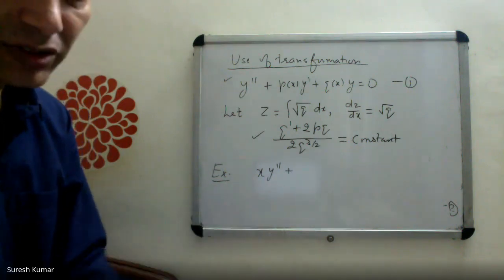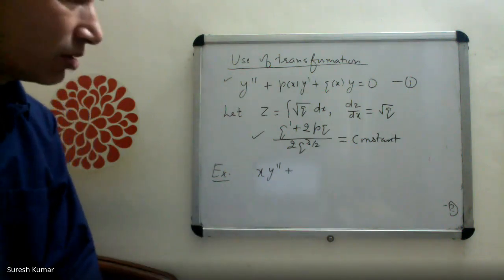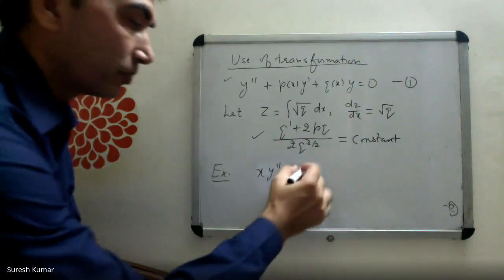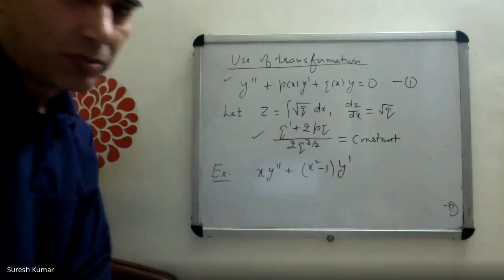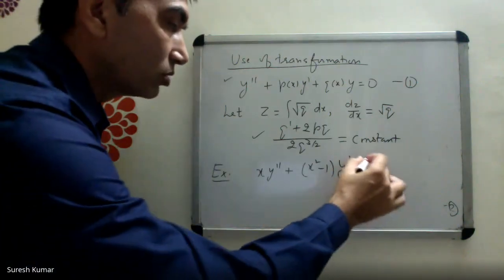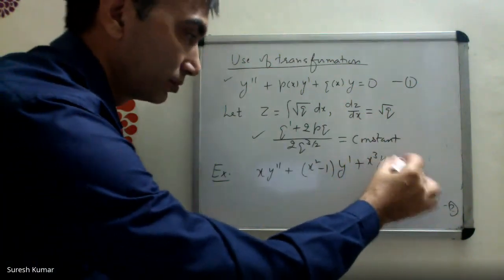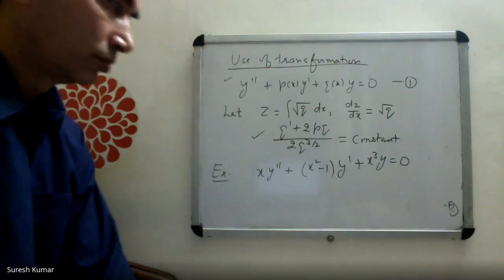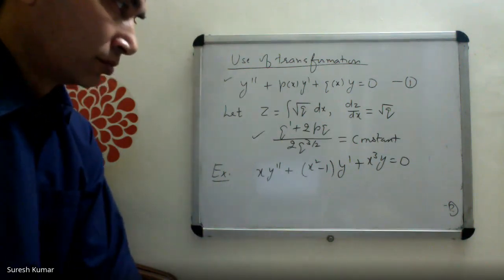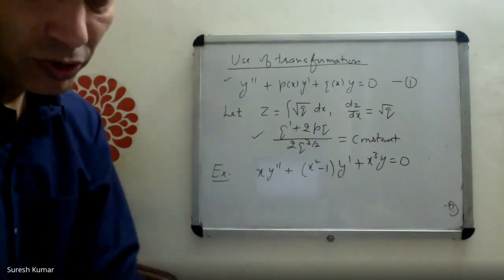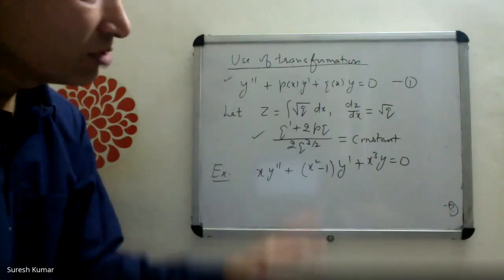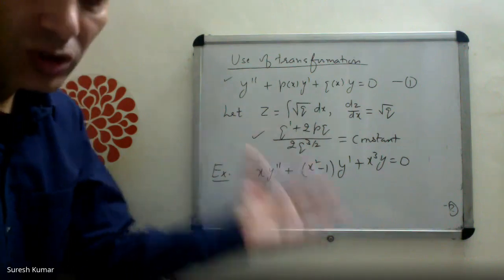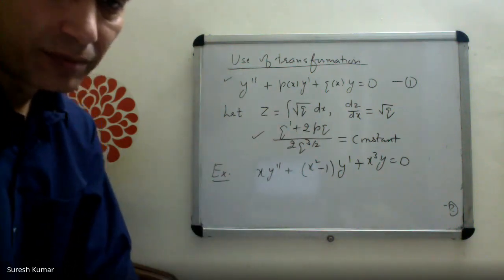So let's see a differential equation: x y double prime plus (x square minus 1) y prime plus x cube y equal to 0. Remember that it is possible in the exam. You may be given that use this transformation to solve this equation.